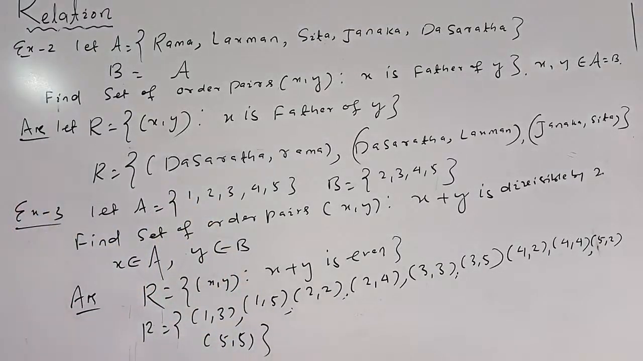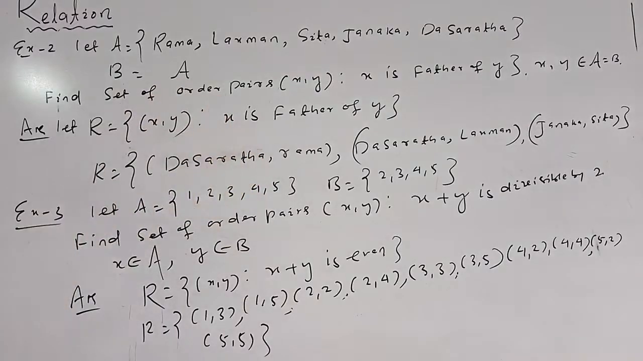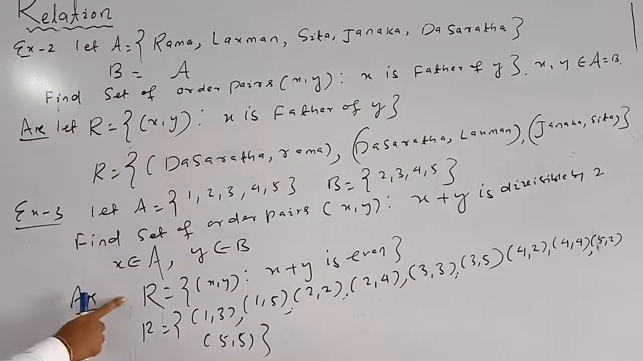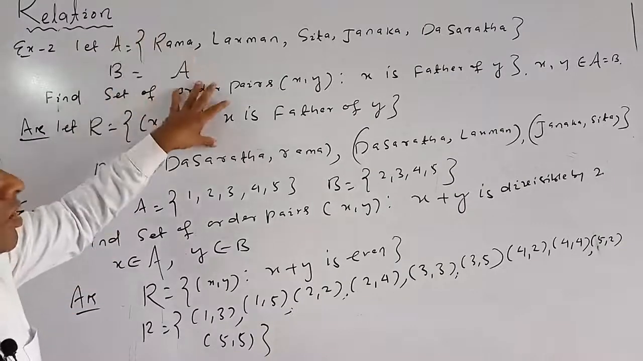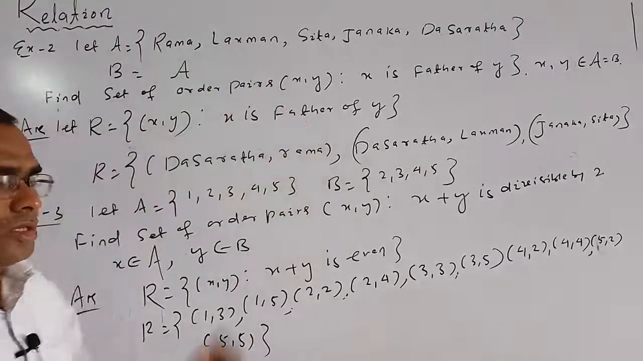Okay, so in the above examples we clarify that in the first example R is the capital relation from A to B. In the second example R is a father relation from A to B. In the third one R is: the sum of two numbers is divisible by 2. So R must be a subset of A cross B.